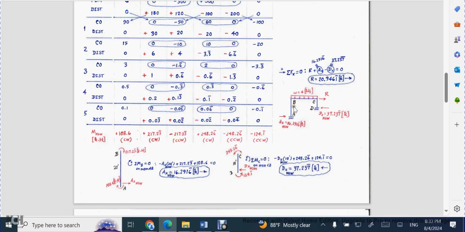And then after that, I take the entire frame with its original loading with these reactions, and then I'm able to find my reactive force using simple statics once again. And so you see that your R value is 20.94 kips going to the right.